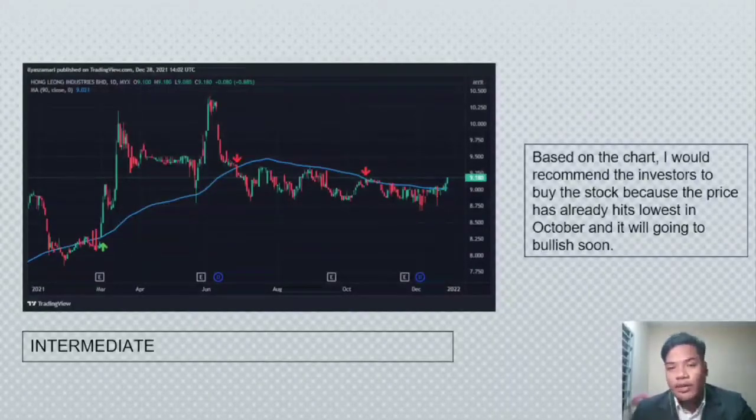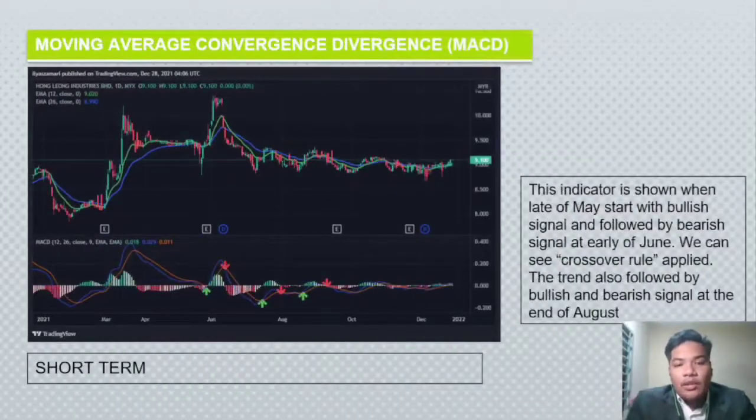So let's proceed with the MACD. The MACD is also one of the well-known indicators, and it functions to identify the trend and the momentum of the stock. A buy signal happens when the MACD line crosses above the signal line and also crosses above the zero line. A sell signal happens when the MACD line crosses below the signal line and also crosses below the zero line.